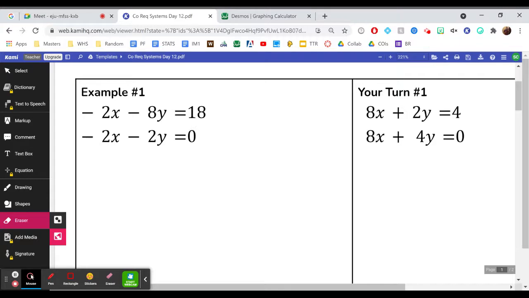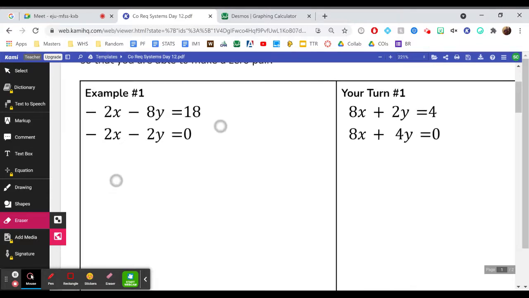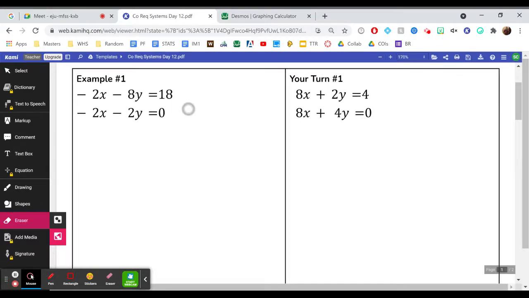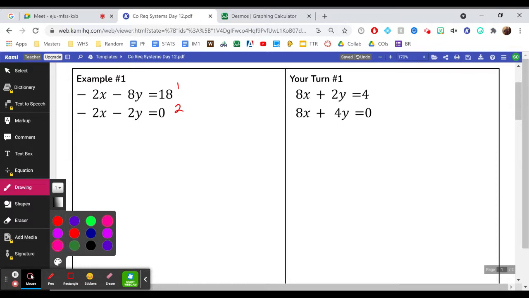In the first example, we have 2x minus 8y is equal to 18 for the first equation. Then for our second equation, we have -2x minus 2y is equal to 0. Now, if you notice, if I were to add these two straight down, I don't have any zero pairs. But the 2x and the -2x on both equations could potentially make a zero pair. But in order for that to happen, I need to multiply one of the equations by -1.